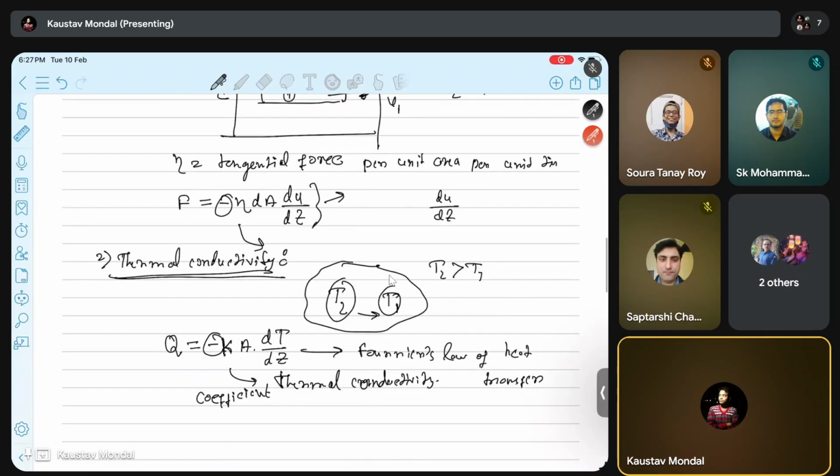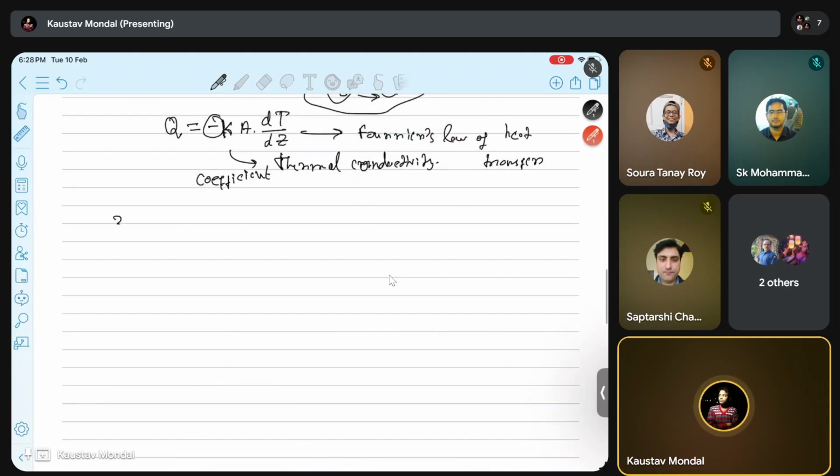Eta is the viscosity here, the coefficient of viscosity.